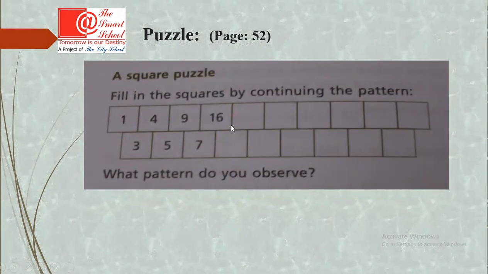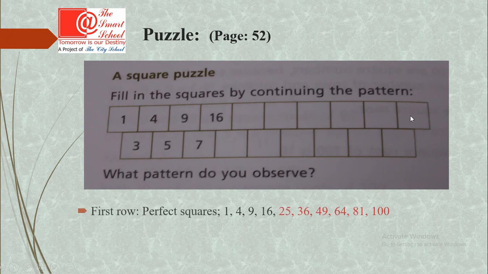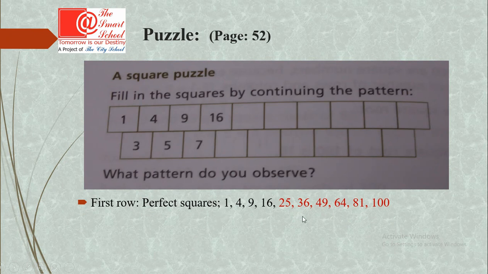Now a puzzle which is given on page 52 of your book. You can see the numbers here 1, 4, 9 and 16. Which type of numbers are these? You can see these are perfect squares. How are these perfect squares? Because 1 multiplied by 1 is 1, 2 by 2 is 4, 3 by 3 is 9, 4 by 4 is 16. So what could be the next number? Yes, exactly, it is 25, because 5 by 5 is 25. Then 6 by 6 is 36, 7 by 7 is 49, 8 by 8 is 64, 9 by 9 is 81, and 10 by 10 is 100. You can see over here. Yes, so all of these are perfect squares.